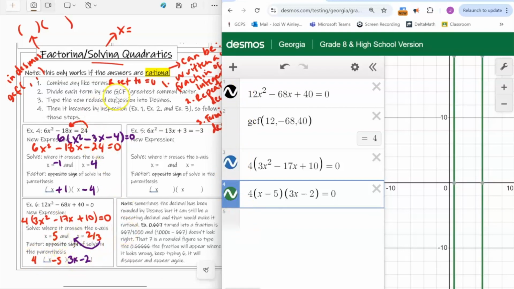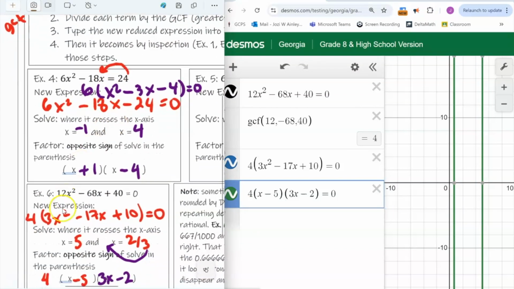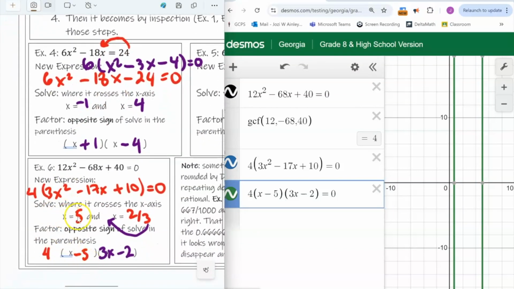So again, the important part of this GCF doesn't matter when you're finding just the solution, the x equals and the x equals. It matters when you're finding the parentheses, the factored form.